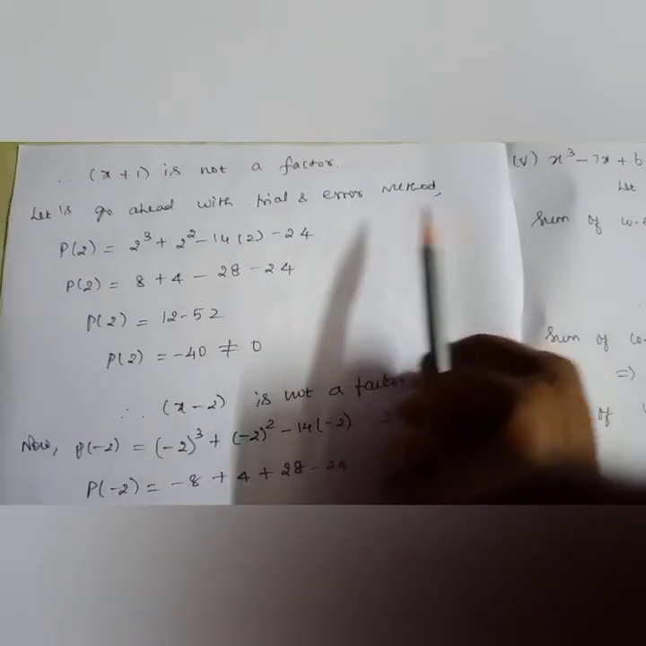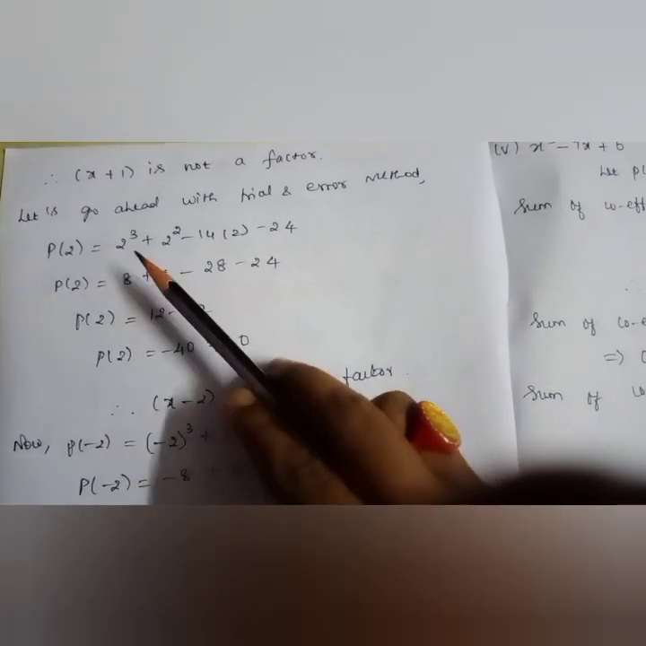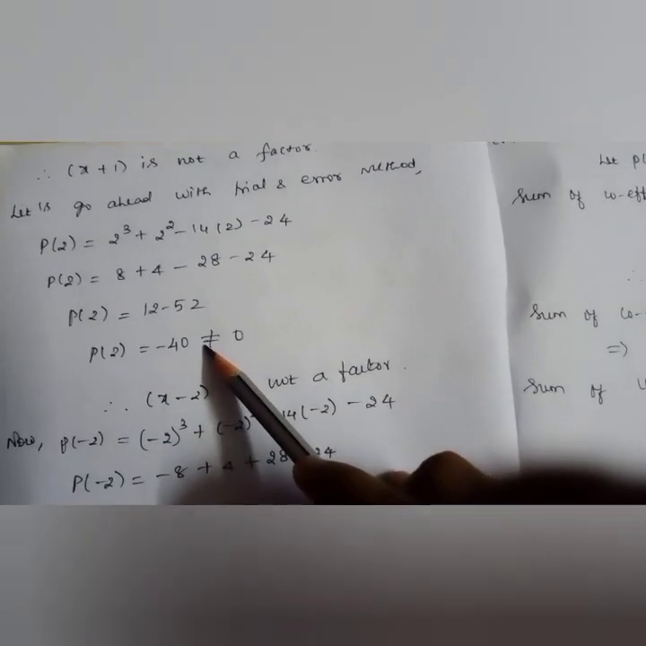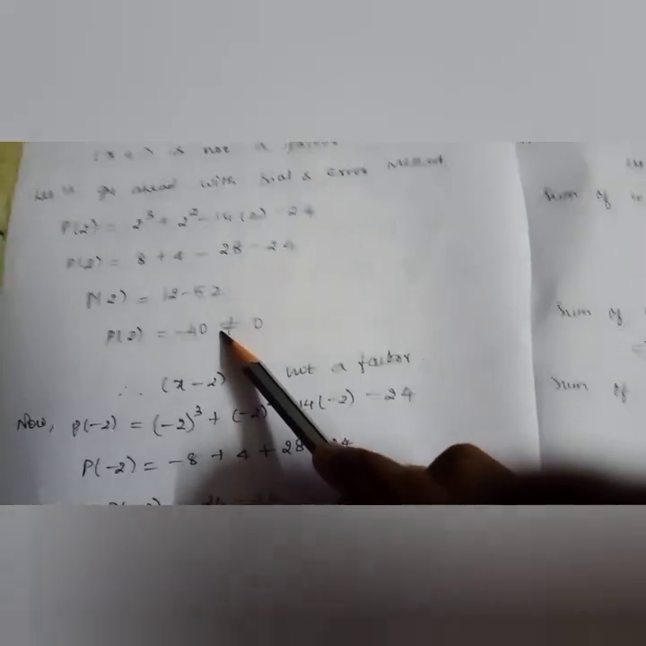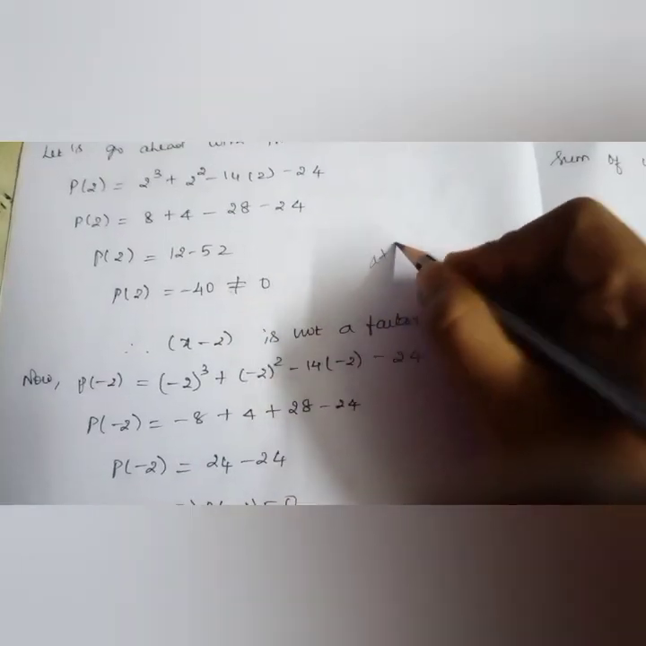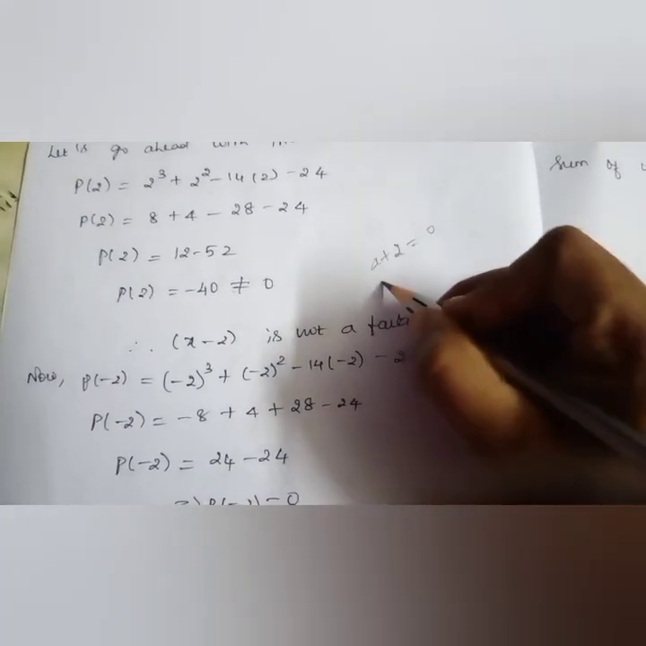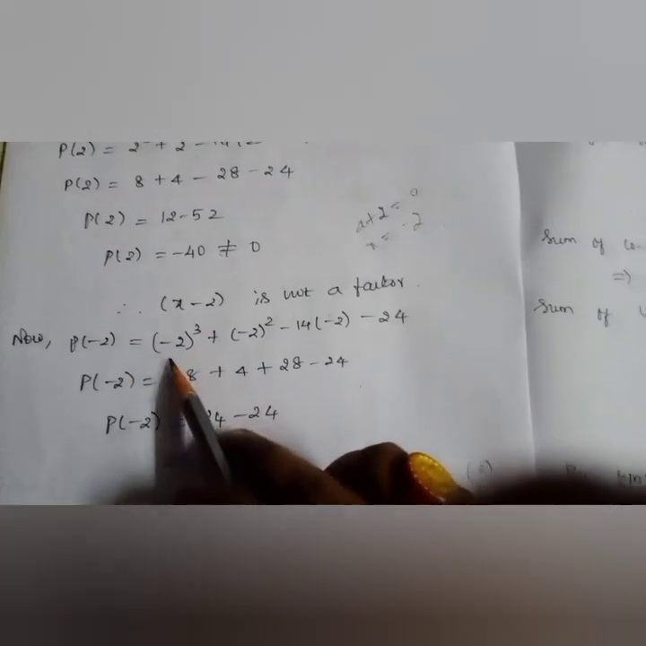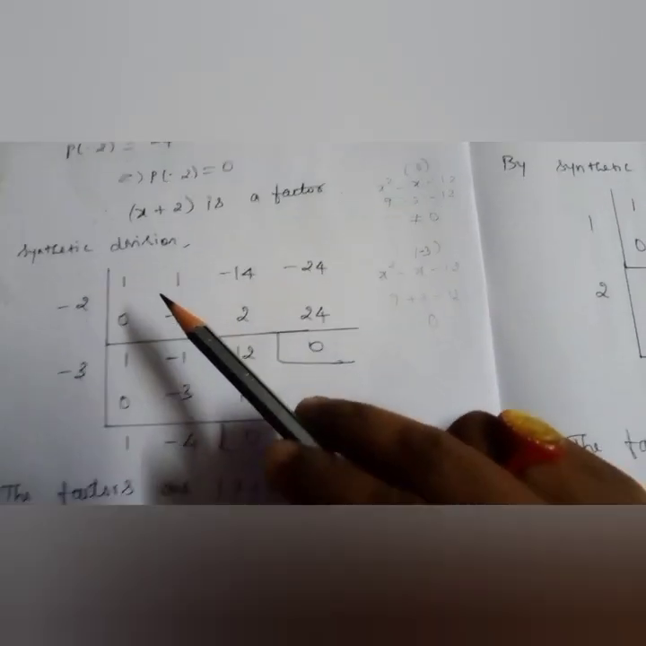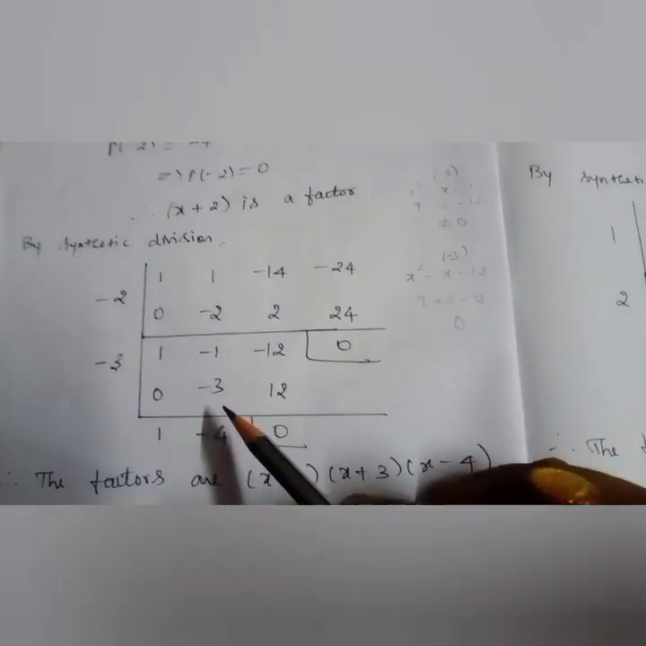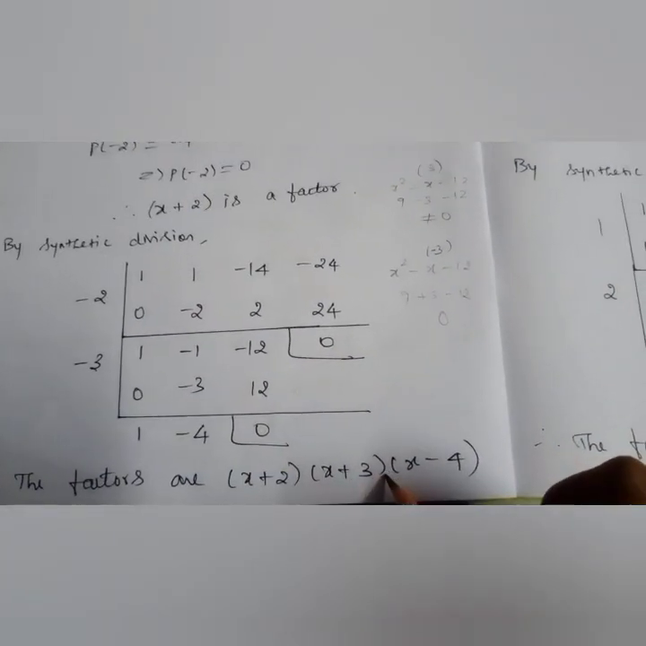So let's go ahead with the trial and error method. I am checking with 2. Unfortunately 2 also is not working out. It is also becoming not equal to 0. So I will check with x plus 2. X plus 2 equal to 0 means x is equal to minus 2. So I will check with minus 2 in the polynomial, which is making it 0. So I will start the synthetic division with minus 2. When I am doing it with minus 2, I am getting the remainder and quotient.